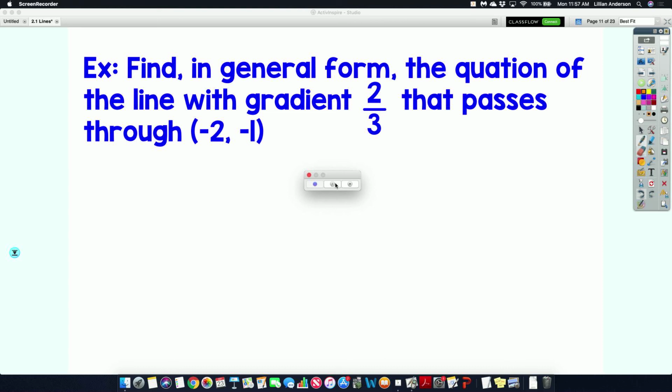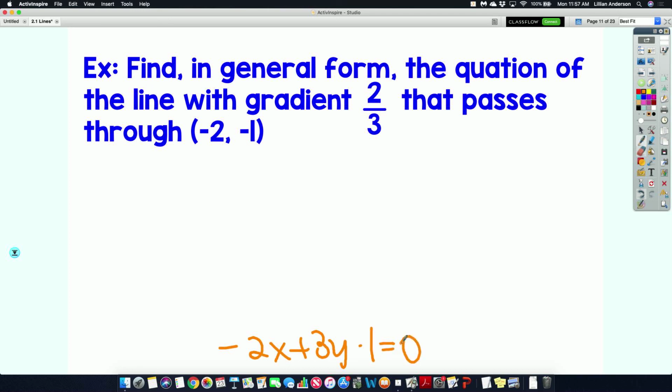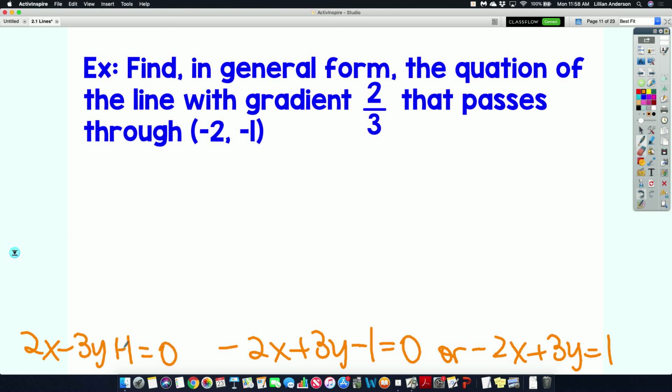What did you guys get with the integers? I'll take any answer. -2x plus 3y minus 1 equals 0? Yes, like this, or it could be equal. Or, it sounded like you were going to tell me -2x plus 3y equals 1? Yes, sir. You could have also written 2x minus 3y plus 1 equals 0. Could I have that one? Or 2x minus 3y equals -1.